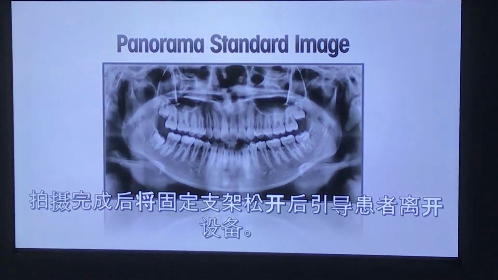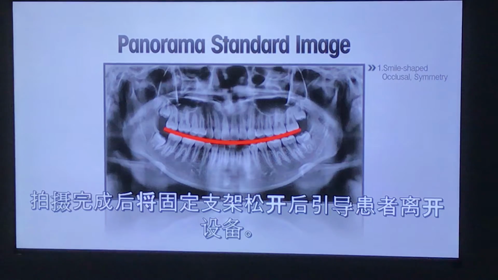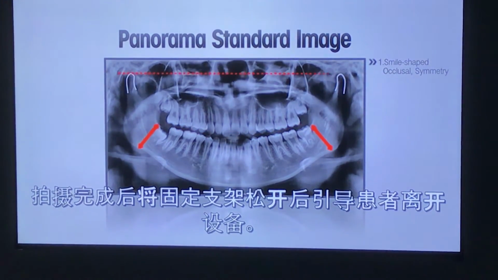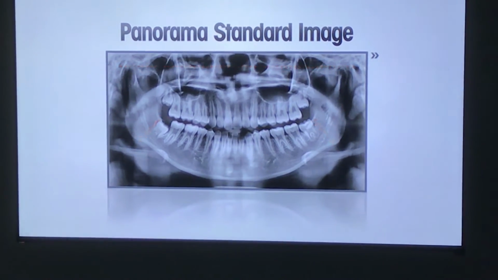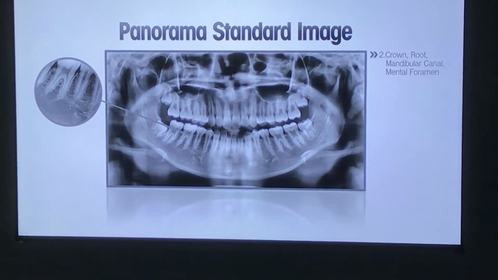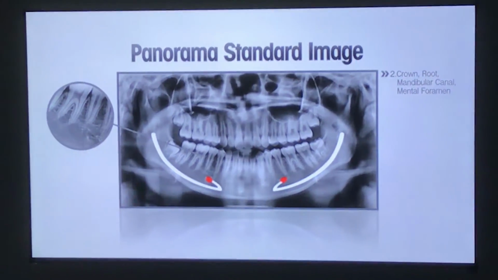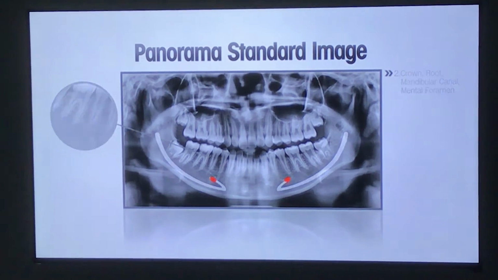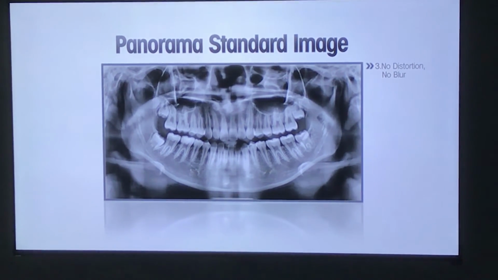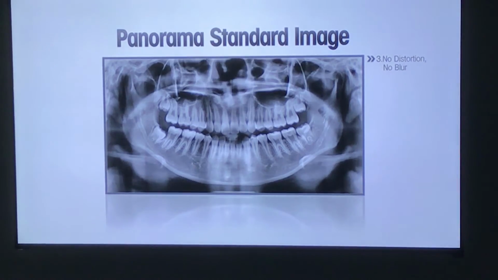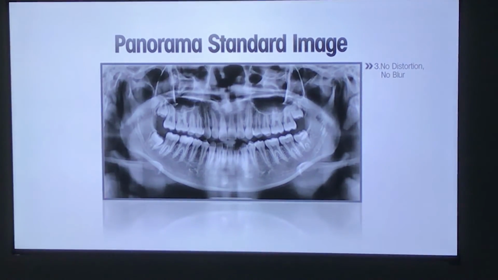Check the captured image. The occlusal plane needs to make a gentle smile and oral structure should be symmetric. Crown, root, sinus, mandibular canal, and mental foramen also should be shown clearly. No distortion or image blur means that proper images are achieved for dental diagnosis.